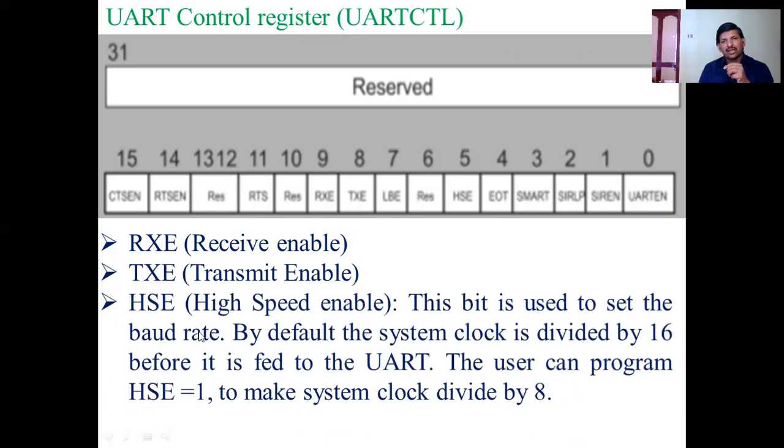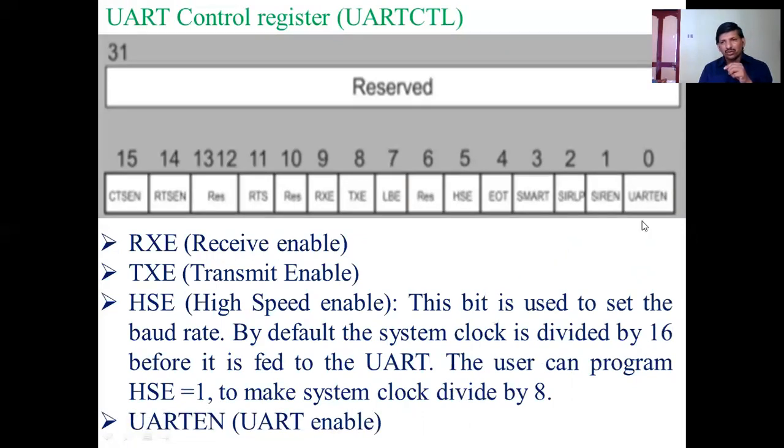Next, we are enabling the high speed, that means it provides 5 Mbps by dividing the system clock by 16, and it can provide 10 Mbps. By default, it provides 5 Mbps. Whenever you want 10 Mbps, that HSE bit value is 1. HSE, high speed enable. Whenever you want to provide the high speed, at that time this value is 1, that leads to dividing the system clock by 8. Automatically it provides a 10 Mbps baud rate.